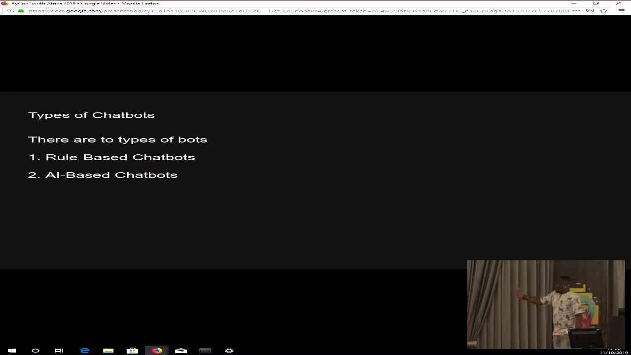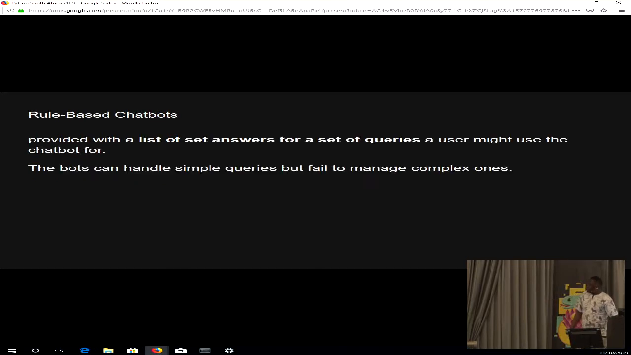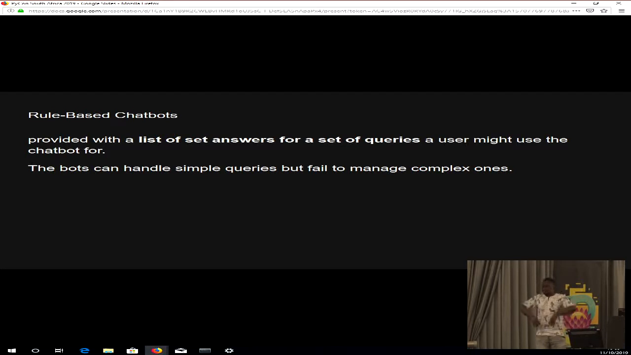I will take you through the types of chatbots. I have the rule-based chatbot and the artificial intelligence chatbot, but I'm going to focus more on the rule-based. The rule-based chatbot is like having a knowledge base where you put your questions and answers for the chatbot. The chatbot can handle simple queries but fails to manage complex ones, because I hope you all know why. Here we are not yet at the artificial part where the chatbot makes decisions. If you have a lot of queries, the chatbot goes through what is matching in that knowledge base, then responds to the users.